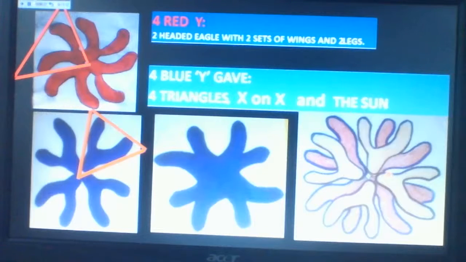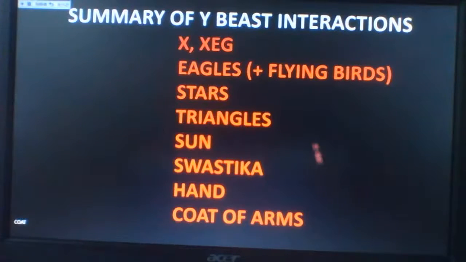And then the sun. You also get the sun with that one. All right, the sun. That's where they got their symbols from. Summary of YB's interactions: we found they generated S, SEG, eagles, flying birds, stars, triangle, sun, swastika, that's the Nazi symbol, the hand, and then coat of arms.